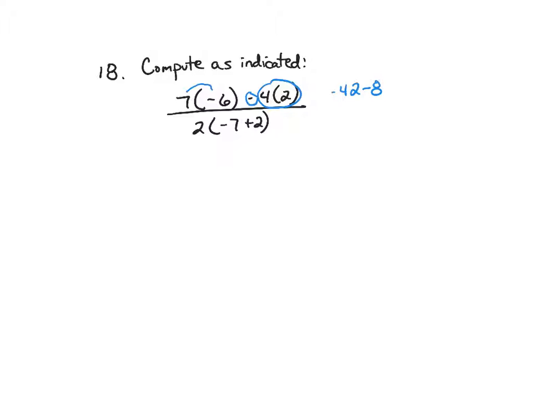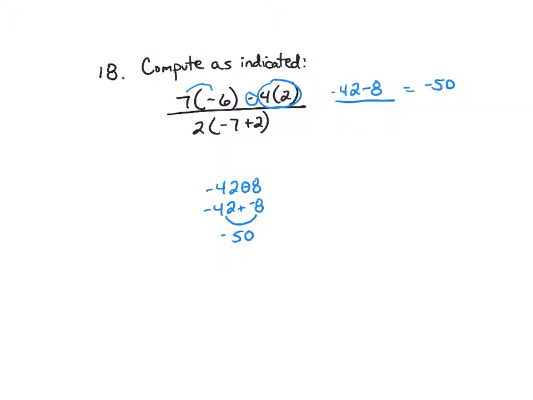If I do negative 42, subtract 8, I'm going to change that to negative 42 plus a negative 8. I'm going to add the opposite of that second number. And then, because the signs are the same, I'm going to add the absolute values together, get 50, and use the same sign. So the top half of this is equal to negative 50.